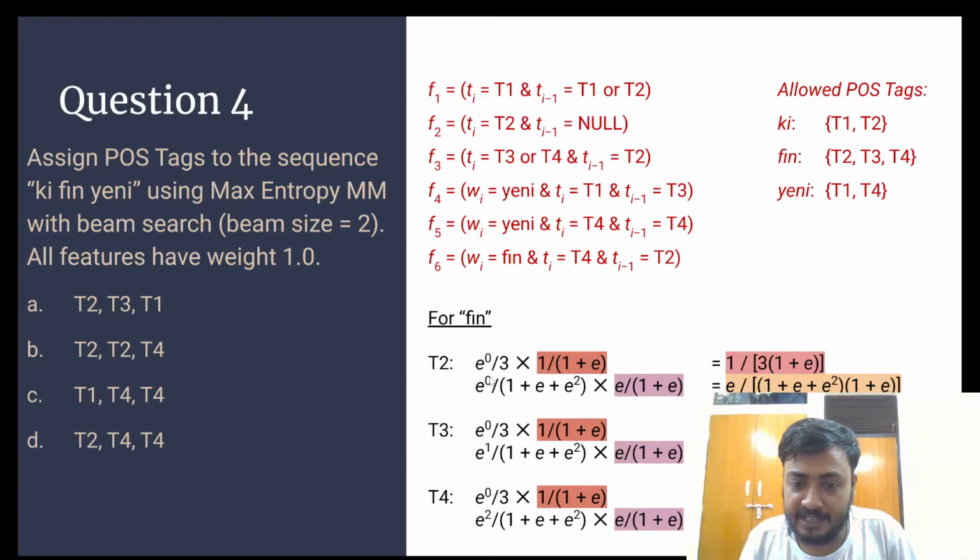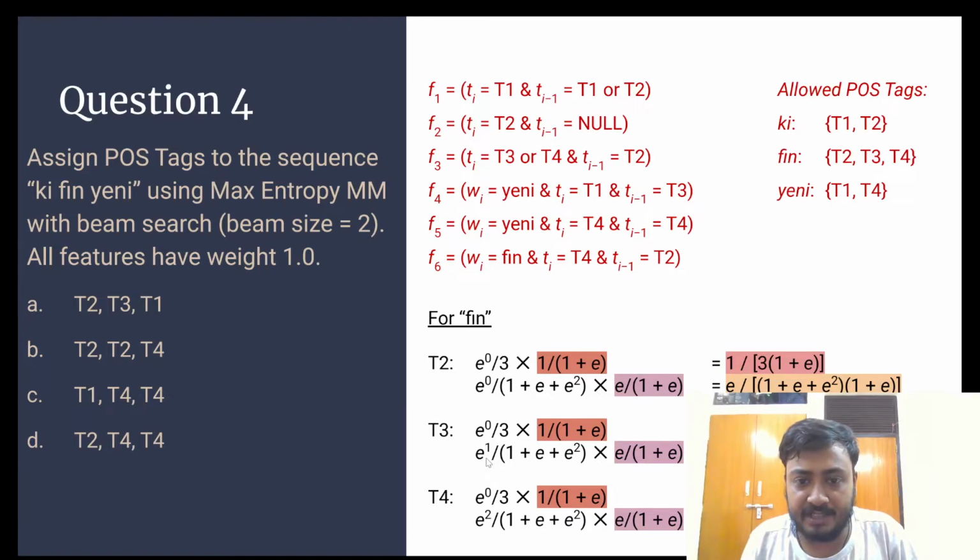So this one is again E0. We'll have a look at the denominator later. Alright, so this is E0. Now let us look at current tag T3, previous tag T1, current word fin. Again, there is no possible feature for this combination. So again we have e to the power 0. Then let us look at current tag T3, previous tag T1, previous tag T2, and current word fin.